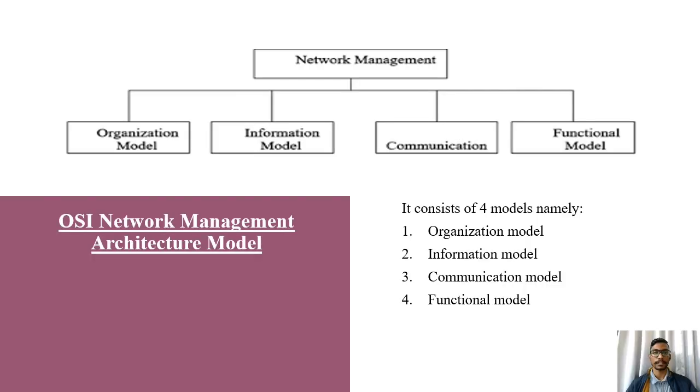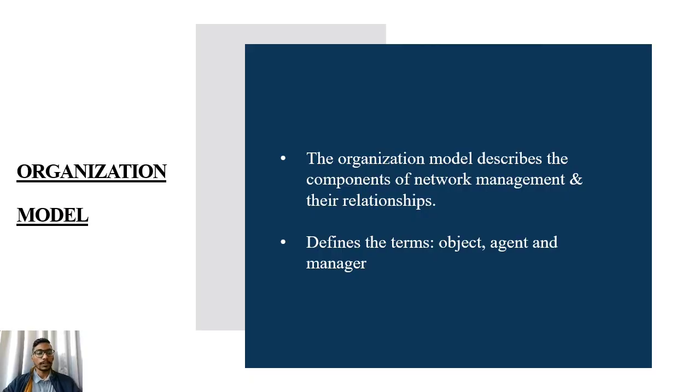So let's start. Our first topic is the OSI network management architecture model. It consists of four models, namely the organization model, the information model, the communication model, and the functional model. We will discuss the organization model. The organization model describes the components of network management and their relationship. It defines the terms object, agent, and manager.